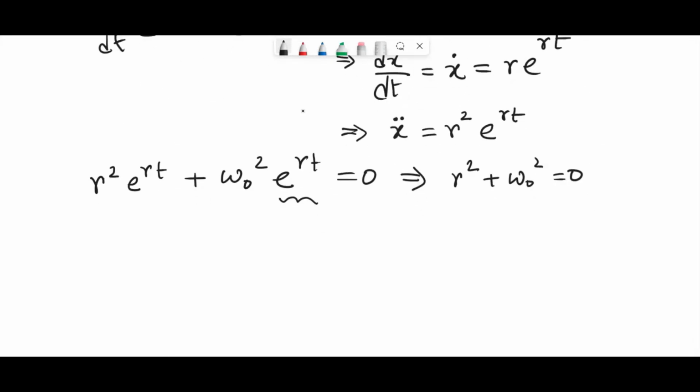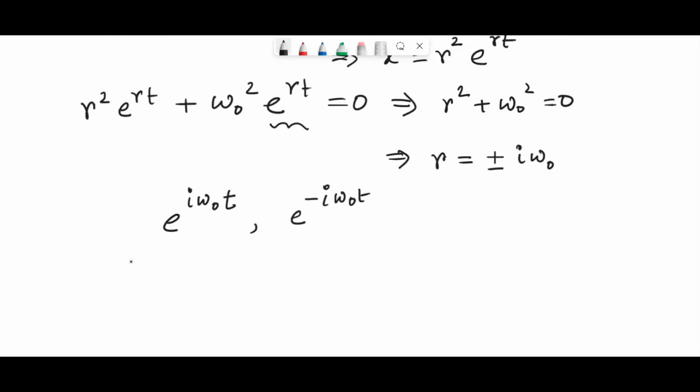So now this equation has two solutions, r equal to plus minus i omega naught. So it's a second order differential equation. It's supposed to get two solutions, and so our solution functions are going to be e to the power i omega naught t and e to the power minus i omega naught t. Here we have t as well.